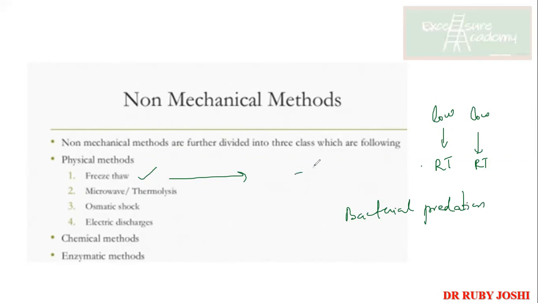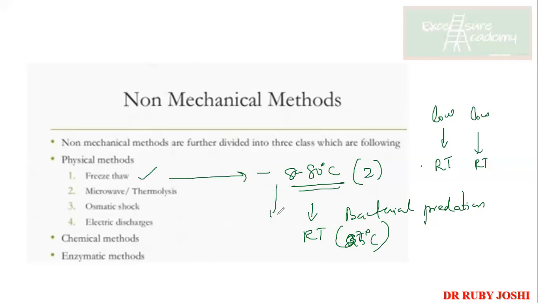What I used to do is keep the sample at -80 for about 2 hours, and then suddenly bring it to room temperature, that is 25 degrees, sorry, not 37. So this is what we have done. You can go to -80, then directly bring it to 37, then again go to -80, then again bring it to 37. This makes the cell wall loose. Okay, this is one method.